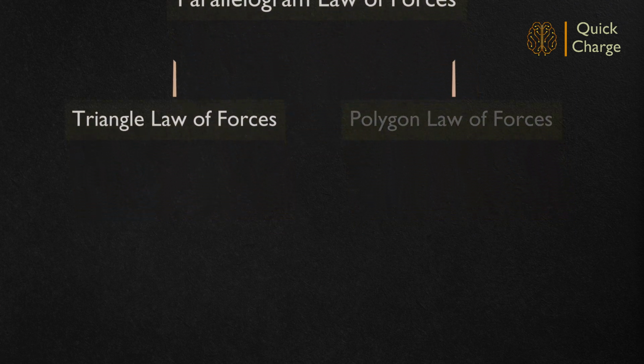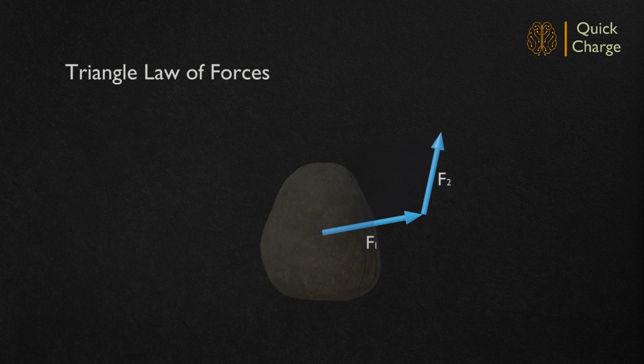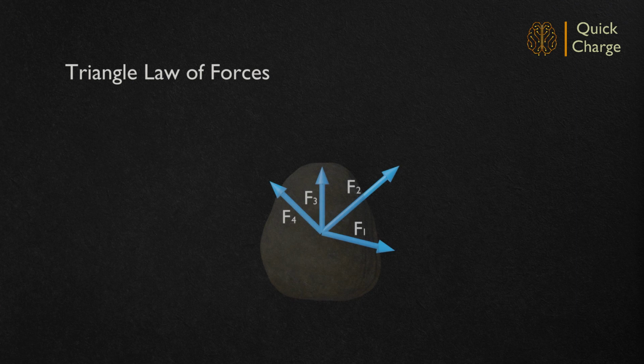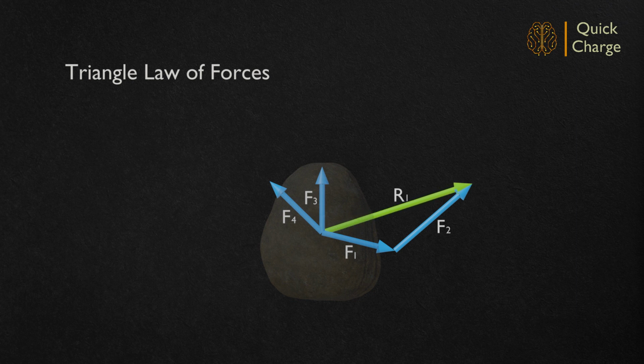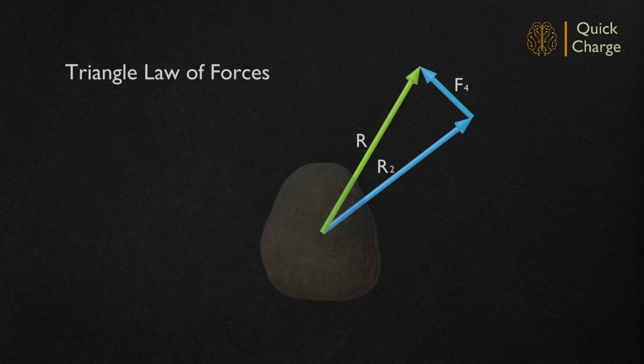Triangle law of forces: if two concurrent forces acting simultaneously on a body are represented in magnitude and direction by the consecutive sides of a triangle, their resultant can be represented by the closing side of the triangle taken from first to last point. Let us redo the earlier exercise using this law. R1 can be established by combining F1 and F2. Following the same procedure, R2, and finally the net resultant R is arrived at.